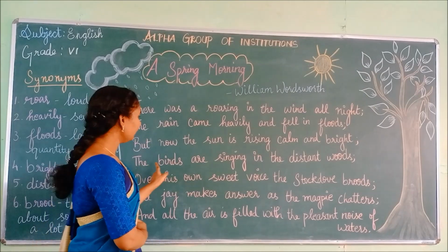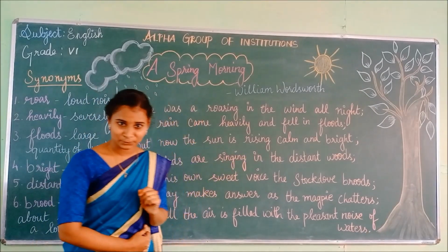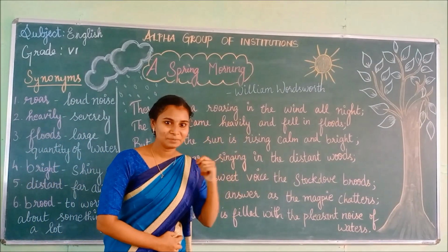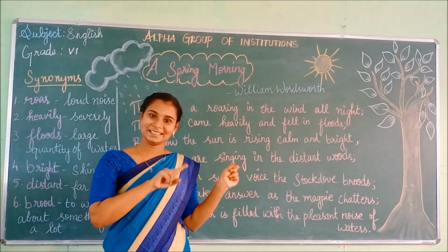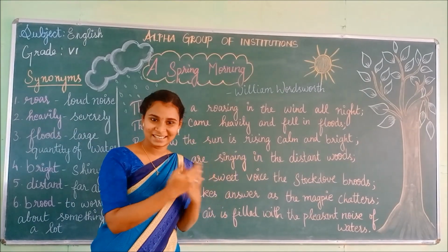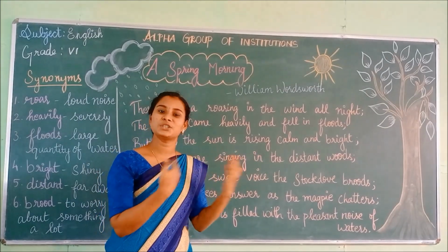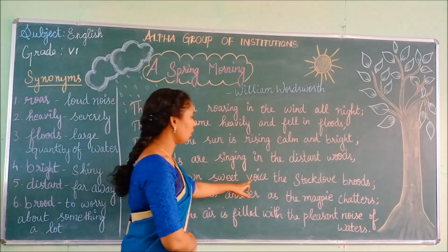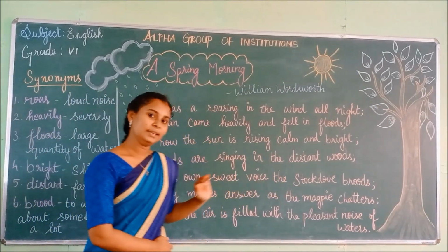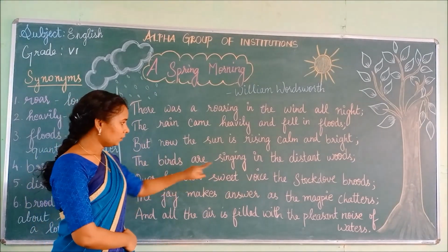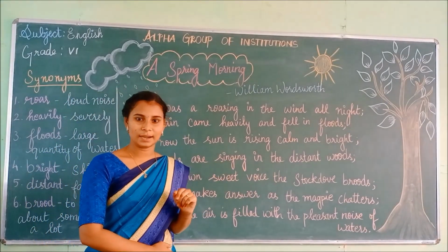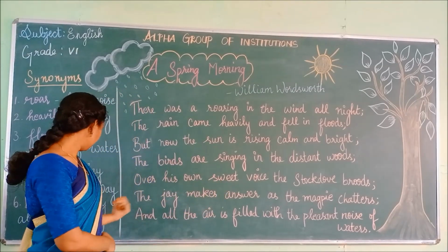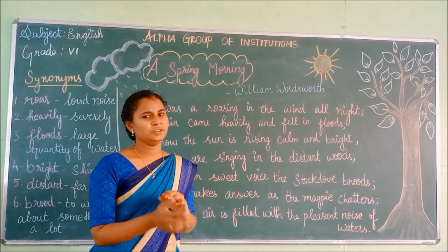Yes. The next one, the birds are singing in the distant woods. So we have birds here. Cuckoo! Other birds, cuckoo! This is how the birds were singing with each other, which means they are talking or having a conversation. And over his sweet voice, the stock dove broods. I told you that the bird stock dove was sad and thinking about something, right? So brooding means to worry about something.